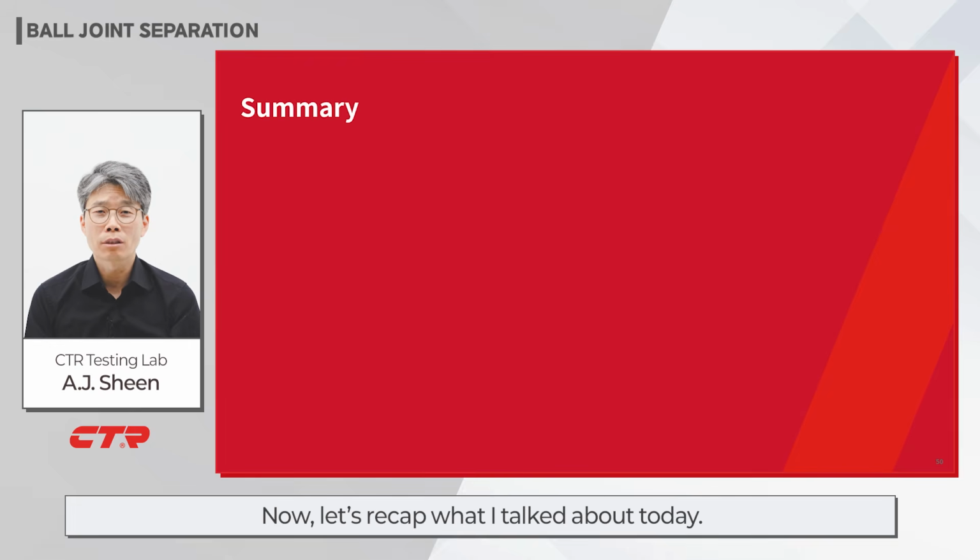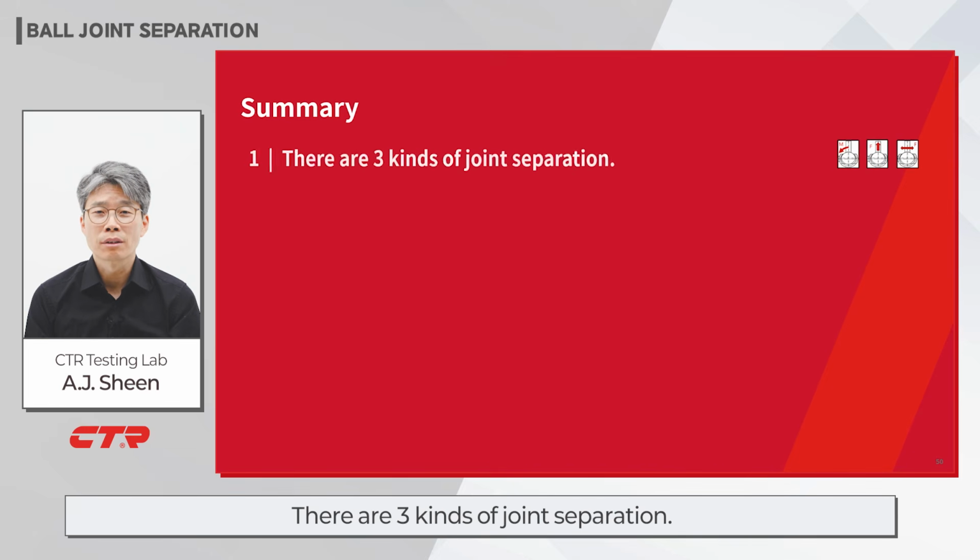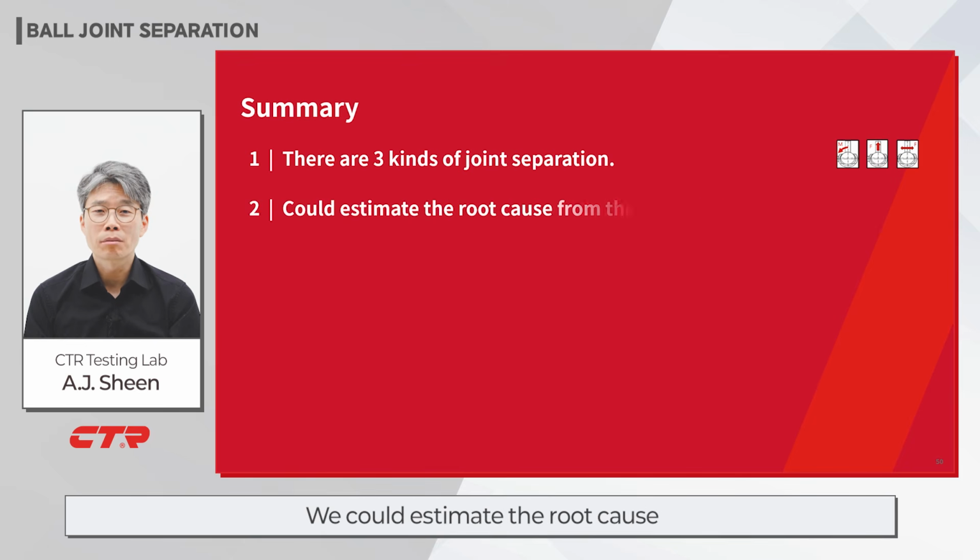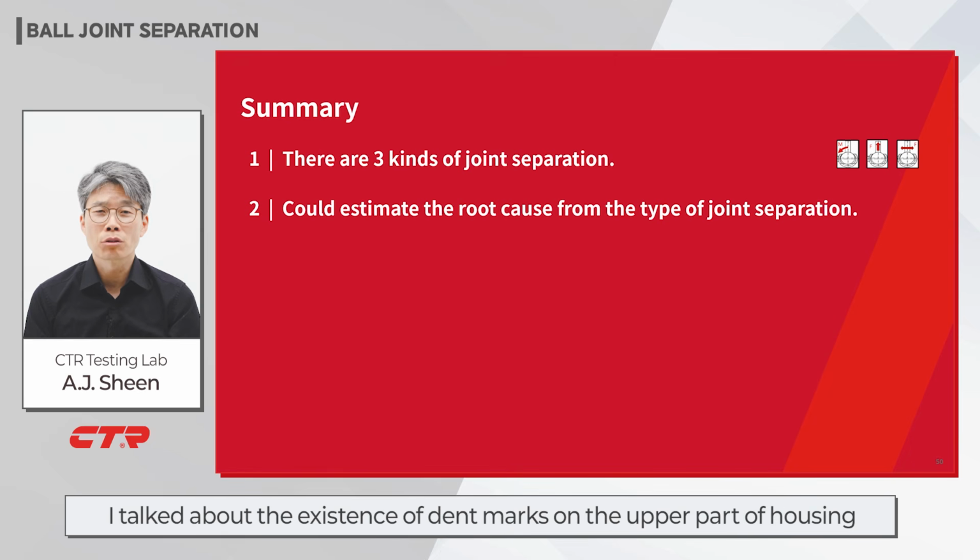Now let's recap what I talked about today. There are three kinds of joint separation: over-traveled, straight pulled off, and broken by dynamic cyclic stress. We could estimate the root cause based on the type of joint separation. I talked about the existence of dent marks on the upper part of a housing and the bending of a stud.